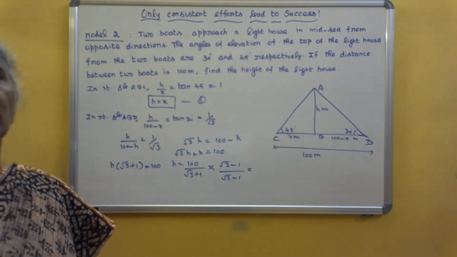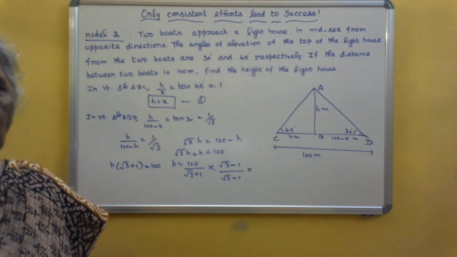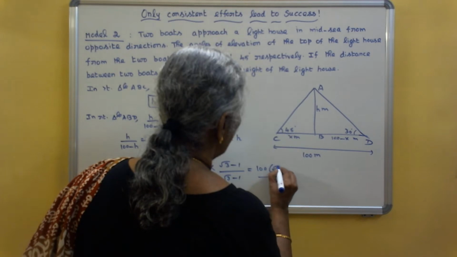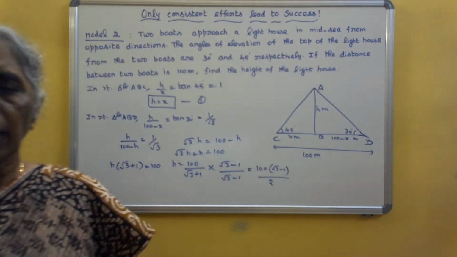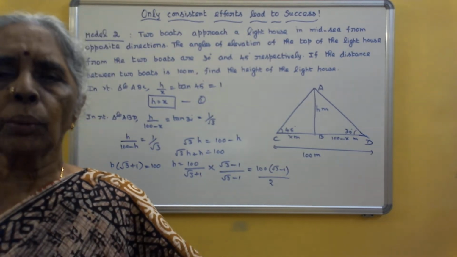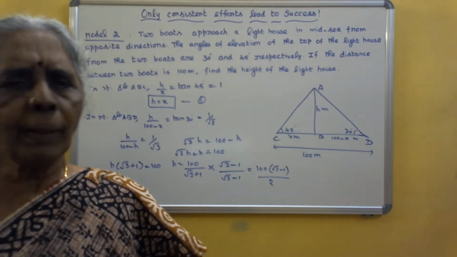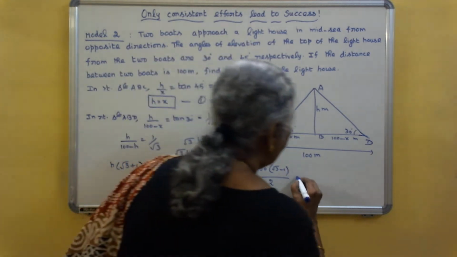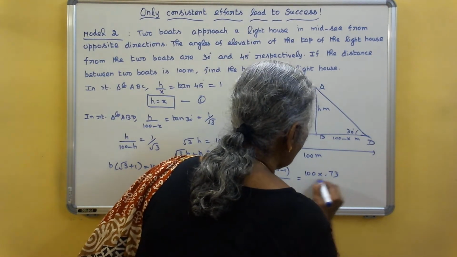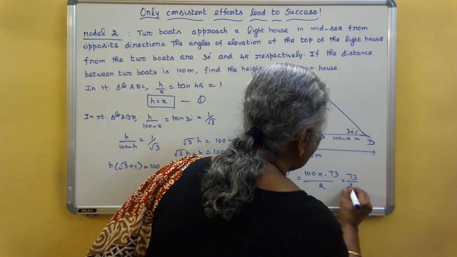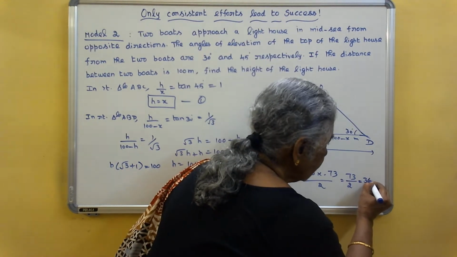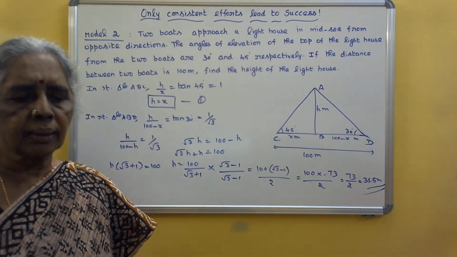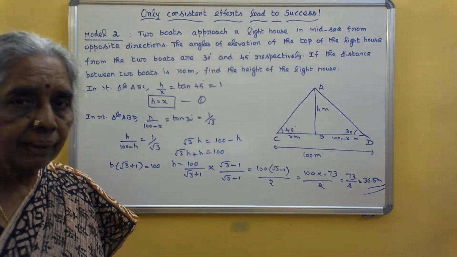The denominator will be always in the form of a plus b into a minus b. So you will get a whole number. So 3 minus 1, you will get 2 here. And here you have got 100 into root 3 minus 1. In this sum, they have not given the value of root 3. It is up to you. You can take 1.73 or 1.732. 1.73 is enough because two decimals are there. So I take 1.73 minus 1. So I will get here 100 into 0.73 by 2, or that will be 73 by 2, right? So you will get 36.5 meter. So the height of the lighthouse is equal to 36.5 meter. Is this clear?